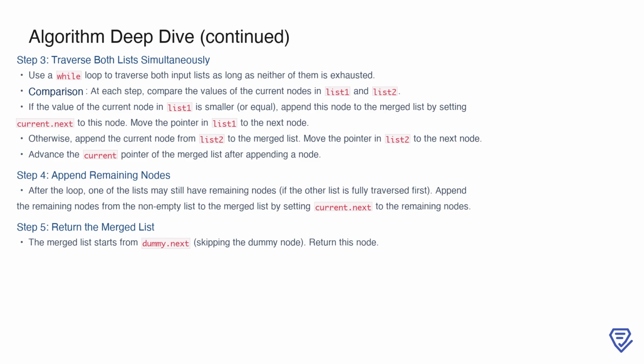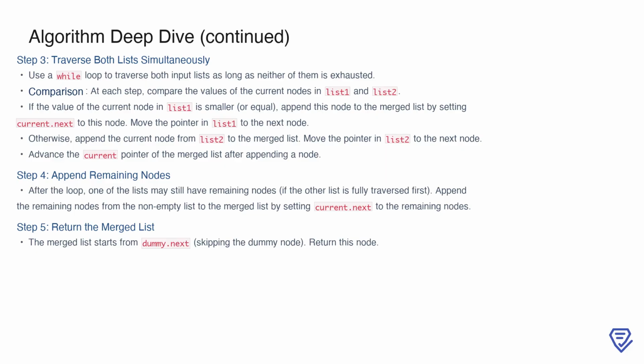Then, we move the pointer in list 1 to its next node. Otherwise, we append the node from list 2 and move its pointer forward. After appending a node, we advance the current pointer to the newly added node in the merged list. Once one of the lists is fully traversed, the loop ends.